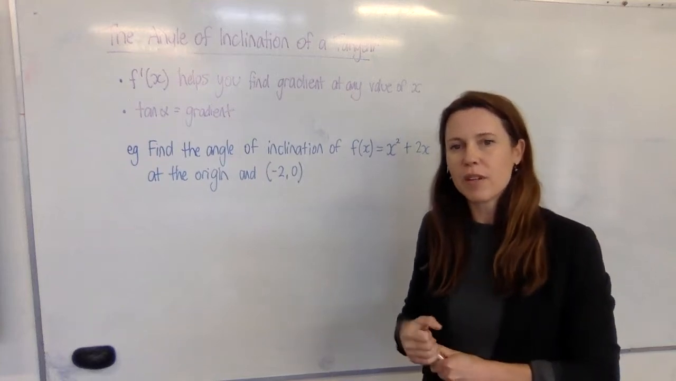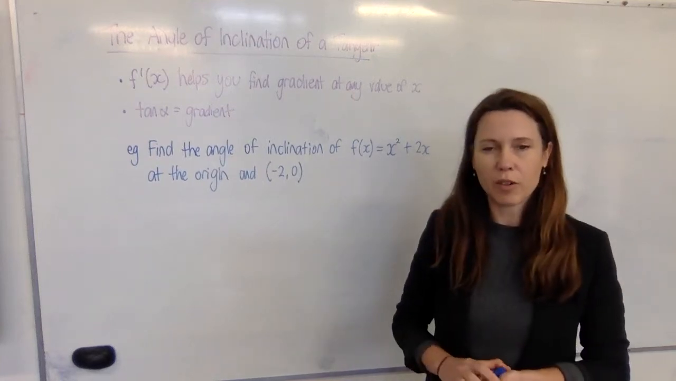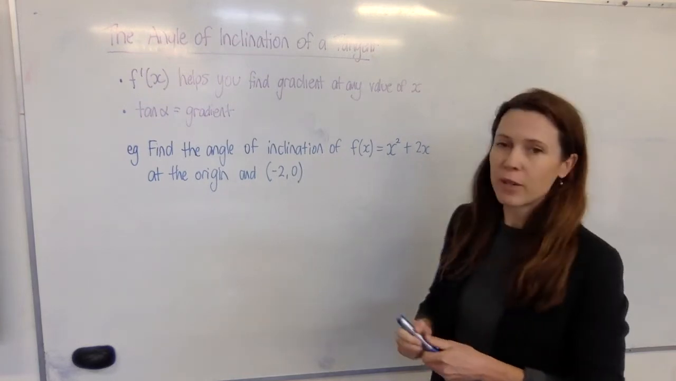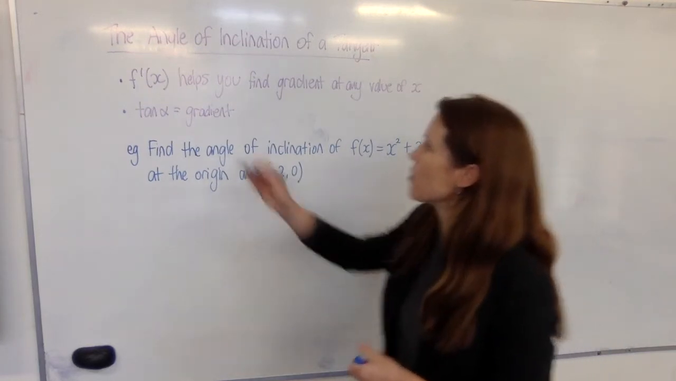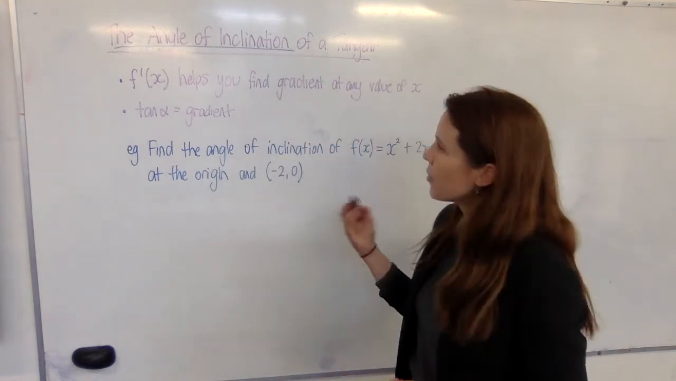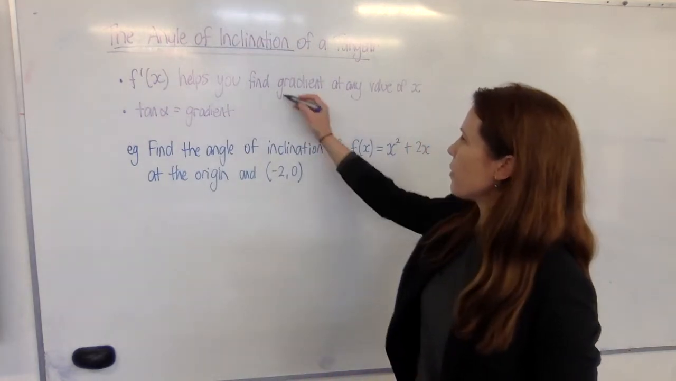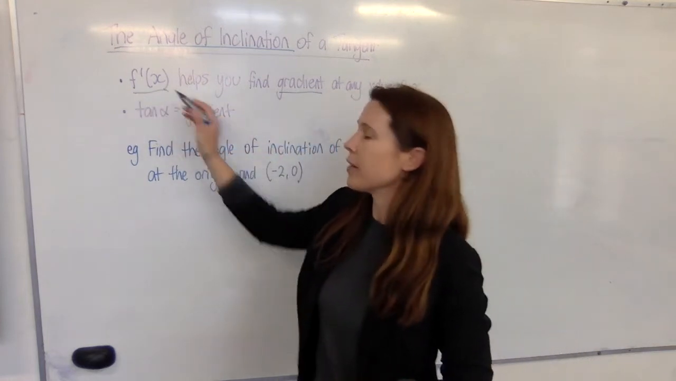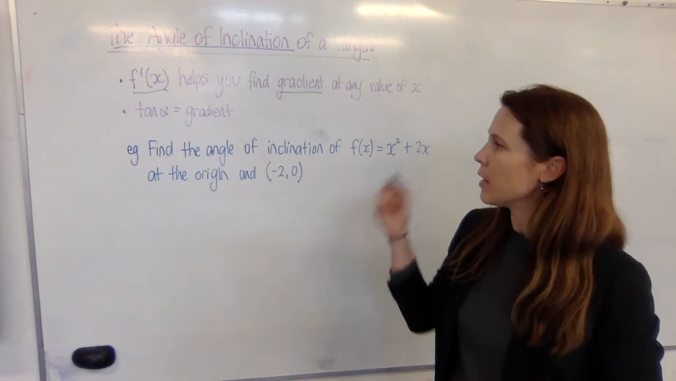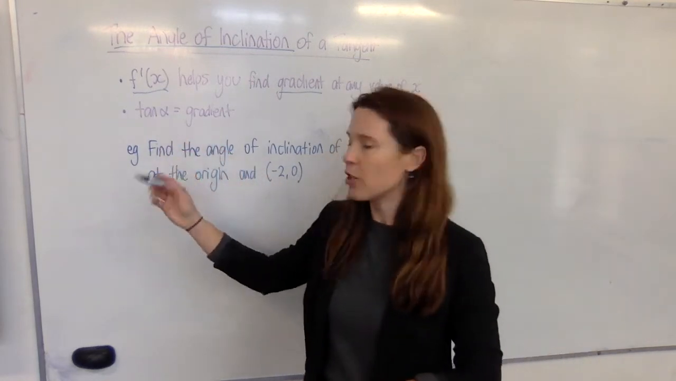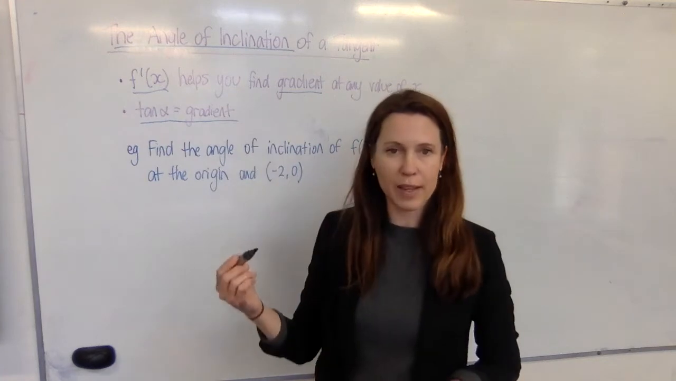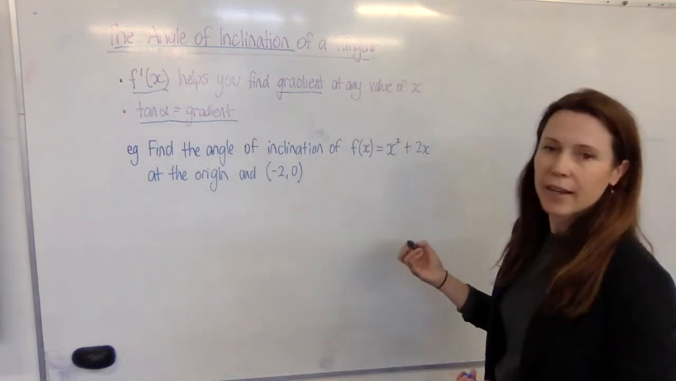Now, finding the derivative allows us to find the gradient of the tangent at any point that we care to investigate. So if we can find the gradient of the tangent, then we can also find the angle of inclination of that tangent. The reason we can do this is because we know how to find the gradient. We just differentiate our function, and then we plug in whatever value of x we're interested in. And we've also learned in our coordinate geometry work that the tangent of any angle is equal to the gradient of that line. So let's have a look at how this works.